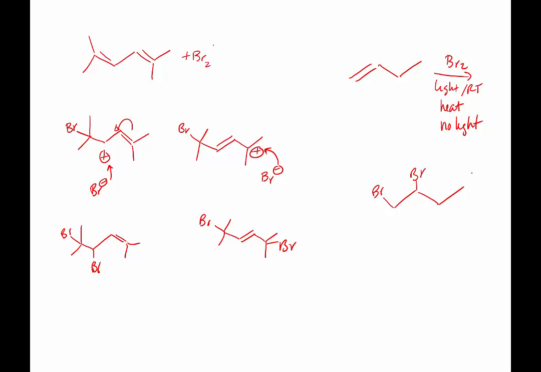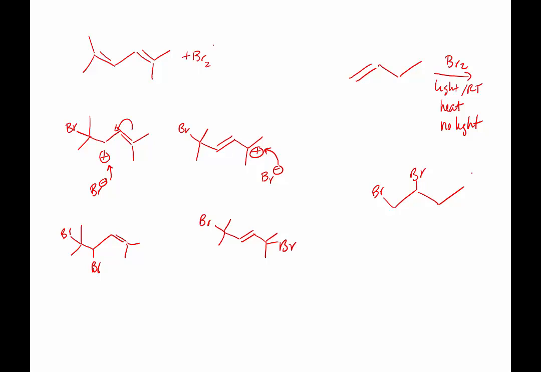Because bromine, to try and do free radical halogenation, would have to split apart. Well, the bromine doesn't have to split apart. It sees a double bond, it adds with a Br plus and a Br minus. So this is a problem.